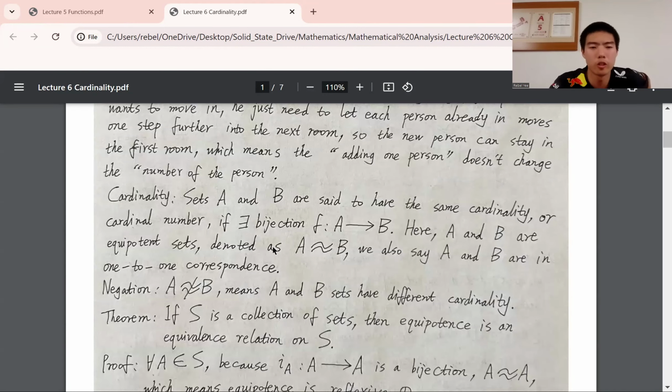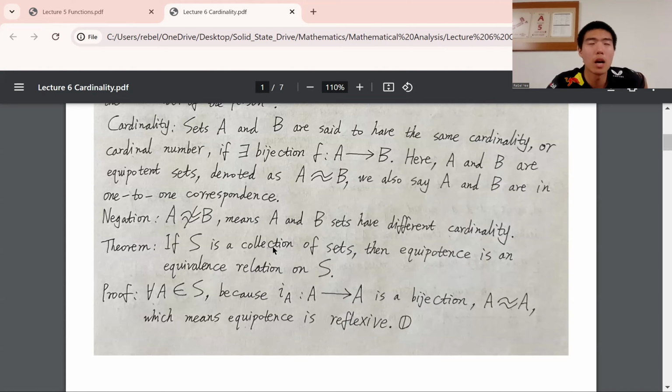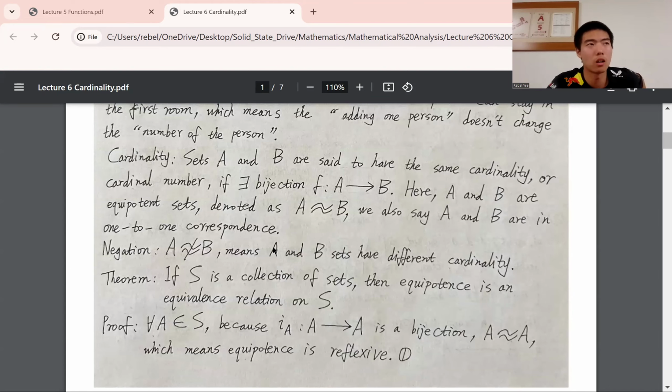So here we want to introduce some methods of how to do this correctly, how to compare the size of sets which are infinitely large, and whether all of the infinitely large sets are the same or different. So the first definition we want to introduce is called cardinality.